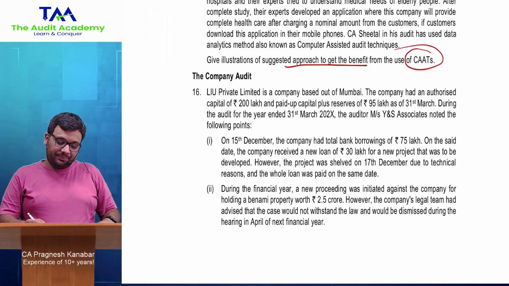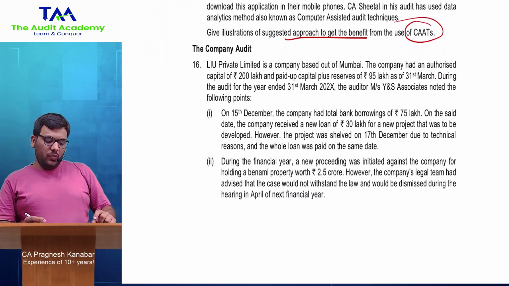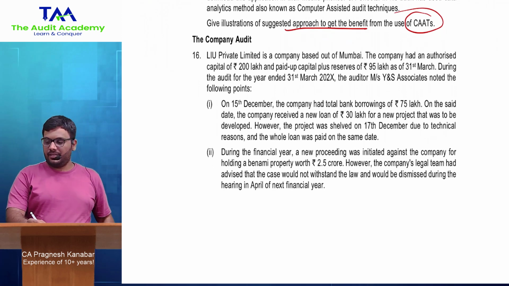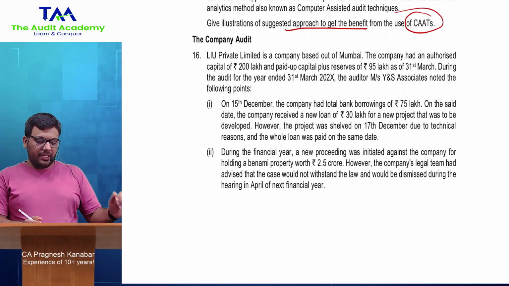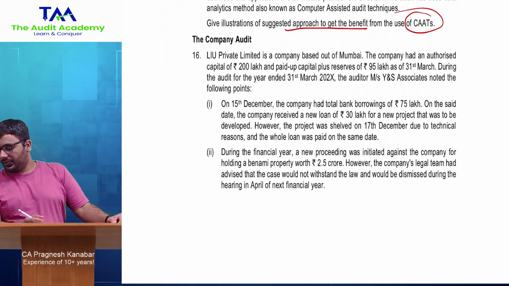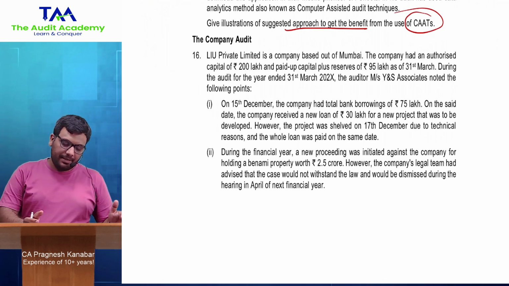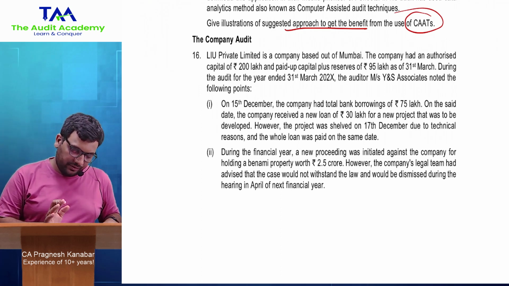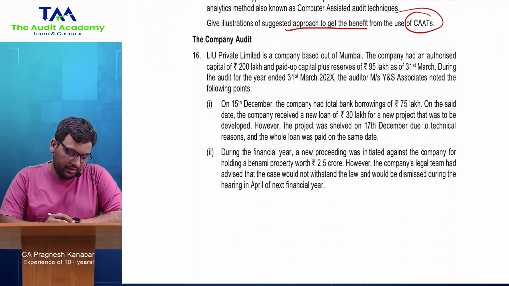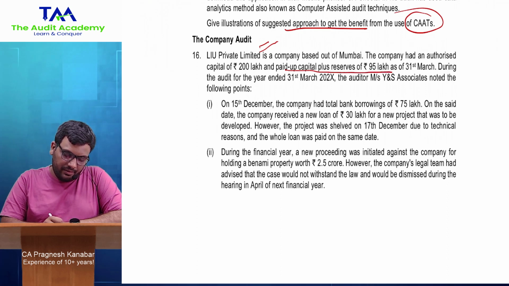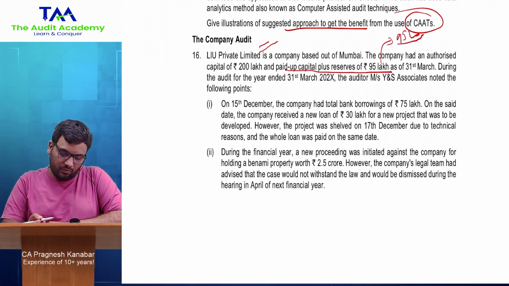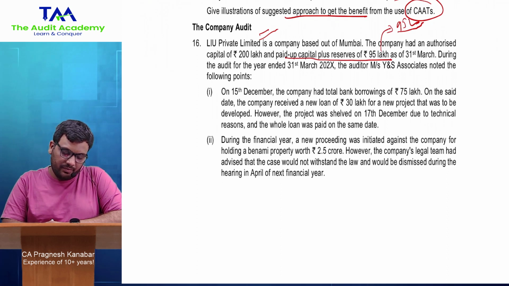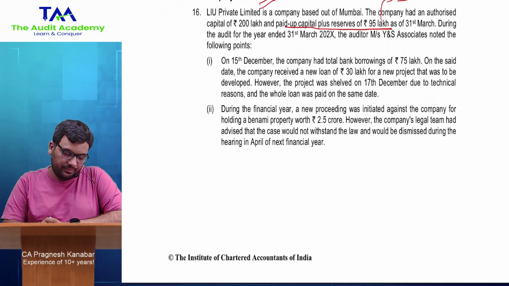Company audit chapter. Okay, Leave Private Limited is a company based out of Mumbai. The company had an authorized capital of rupees 200 lakhs. And paid up capital plus reserves of rupees 95 lakhs as of 31st March. Oh, wait. It's a private limited company. Paid up capital and reserves is 95 lakhs. During the audit for the year ended 31st March, the auditor of Messrs. Y&S Associates noted the following points.